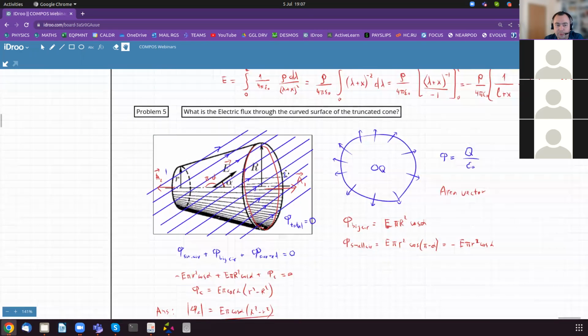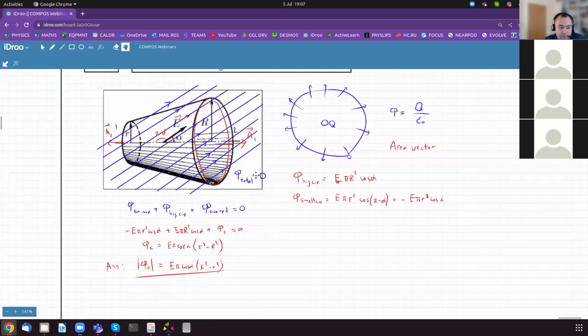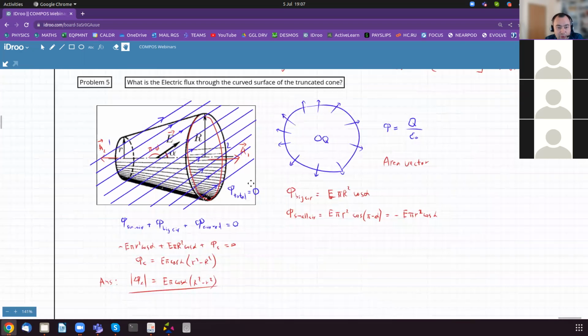Right. So, do you understand this solution, and do you understand this question overall? Do you understand what flux is? Please comment in the chat. Is there something you don't understand about this question or about flux in general? I'm happy to comment.